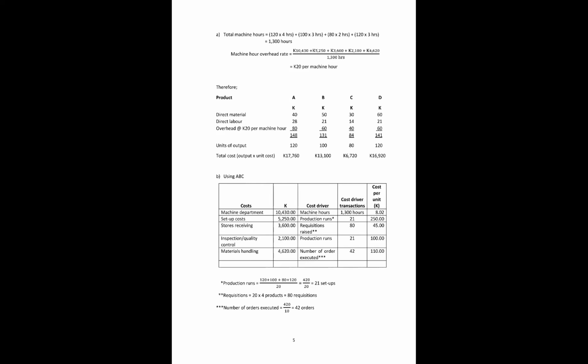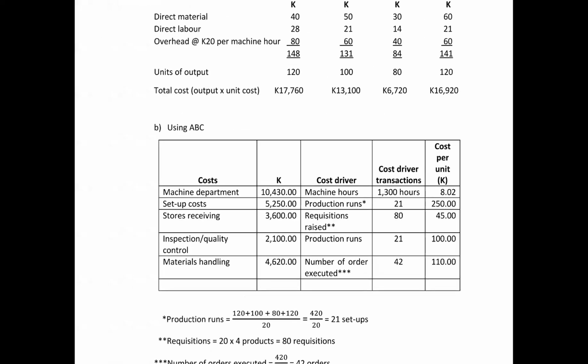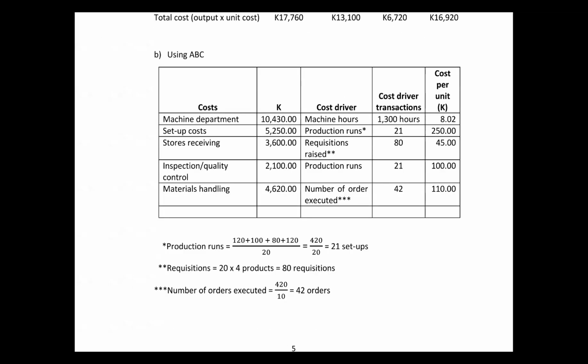What about for the stores? You have to go back and check the cost driver again. So the cost driver is always very important. The cost driver for the stores is the number of requisitions. So you have to ask yourself, how many requisitions were made for each product? We are told in the question that it was fixed at 20 per product, right?